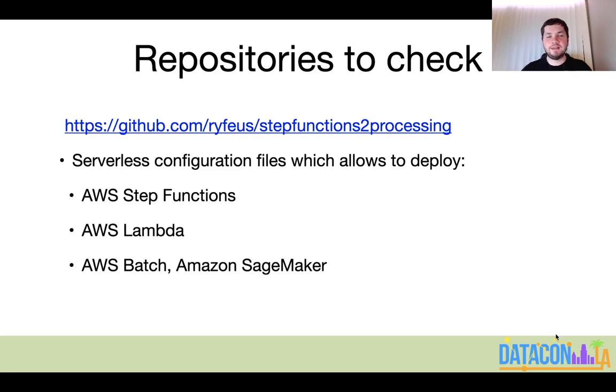So here you can see the link to a similar repository, which has configuration files that will deploy Step Functions together with Lambda, Batch, and Amazon SageMaker, just within the patterns which I mentioned before.